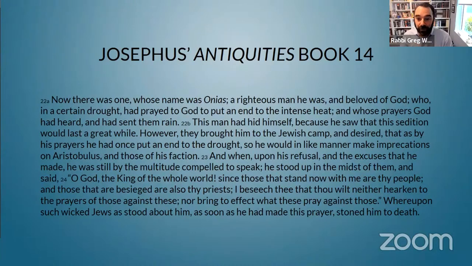"And when upon his refusal and the excuses that he made, he was still by the multitude compelled to speak, he stood up in the midst of them and said, O God, King of the whole world, since those that stand now with me are thy people and those who are besieged are thy priests, I beseech thee, thou wilt neither hearken to the prayers of those against these, nor bring to effect what these pray against those." Right? He's trying to sort of stand in between and say, God, don't hurt anybody. "Whereupon such wicked Jews as stood about him stoned him to death." Martyred for his belief.